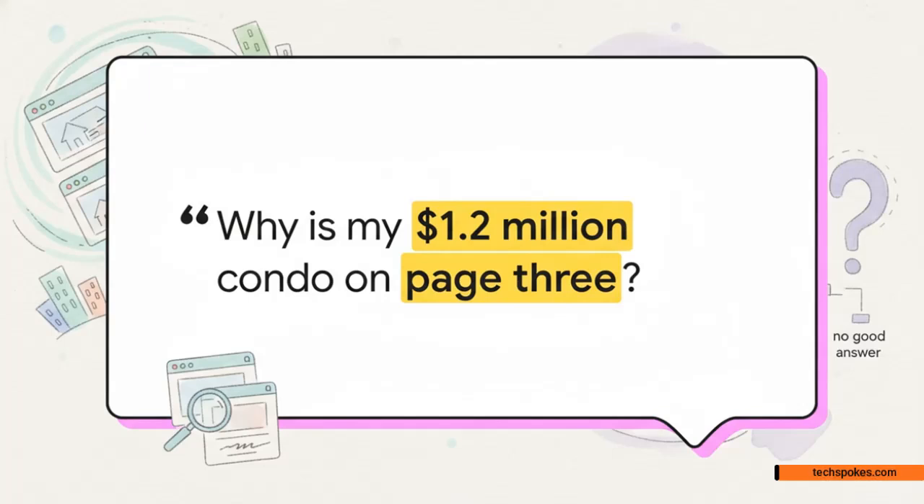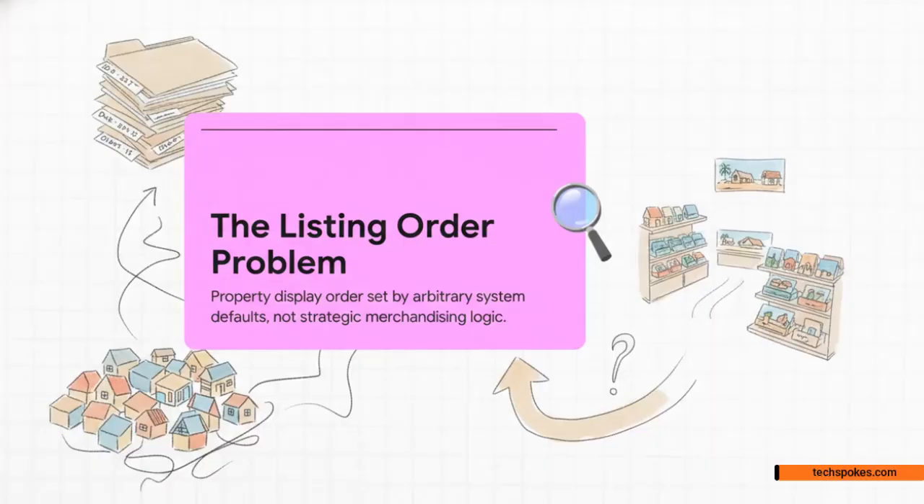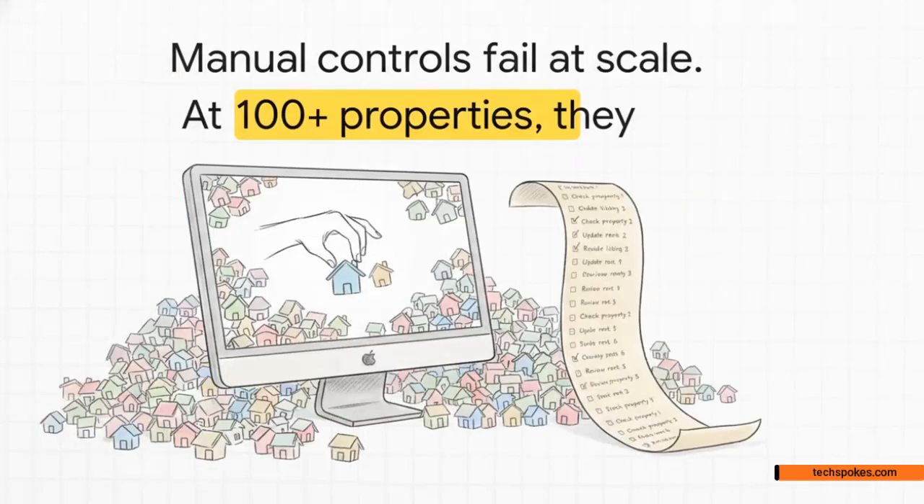The really uncomfortable truth is nobody chose that order. It's just whatever the system decided to do. And that right there is the listing order problem. It's what happens when your most important sales tool, your property grid, is organized more like a dusty old filing cabinet than an actual sales floor. Maybe it's sorted by when a listing was added, or some random database ID. It has absolutely nothing to do with what a guest actually wants to see, or more importantly, what you need to sell.